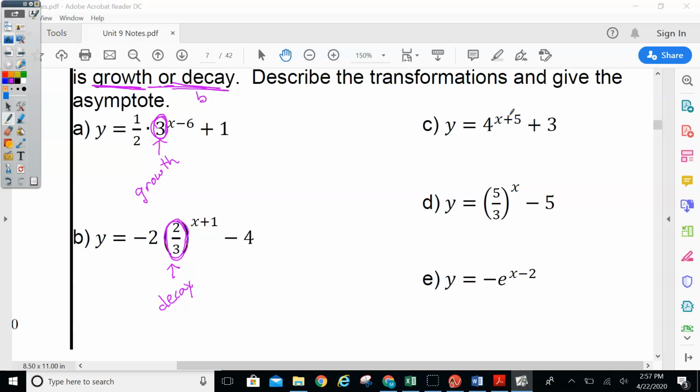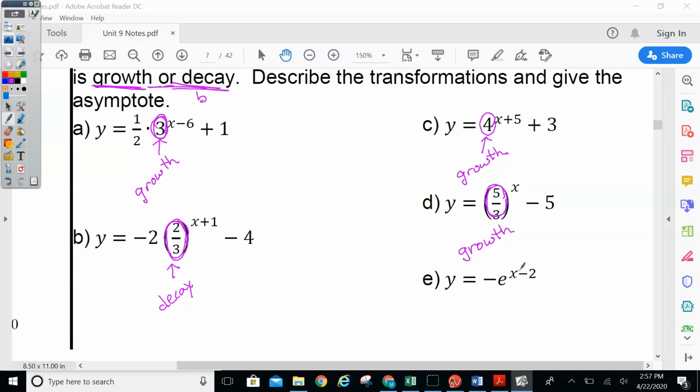Over here, the base is this, which is growth. Here's the base again. So 5/3, that's actually more than 1. Just because it's a fraction doesn't automatically make it decay. Since it's more than 1, this is growth as well.